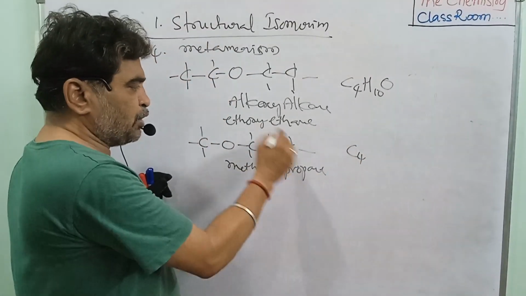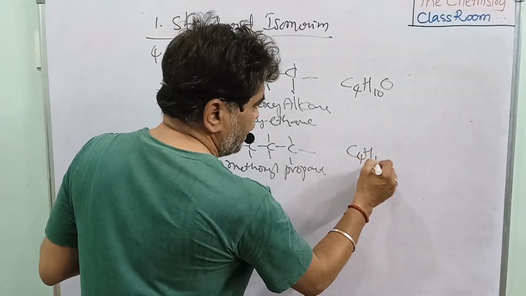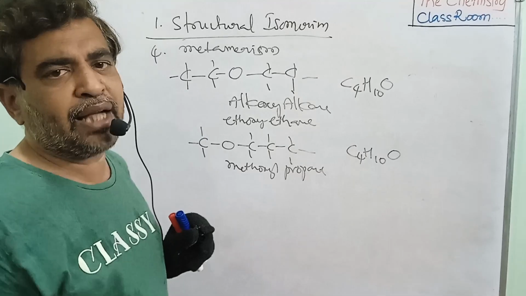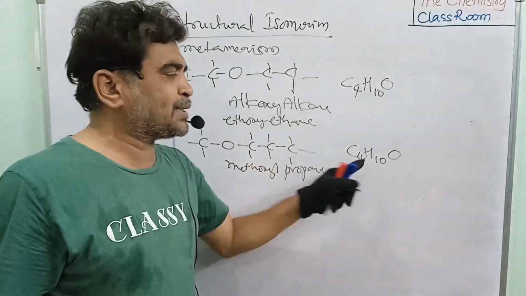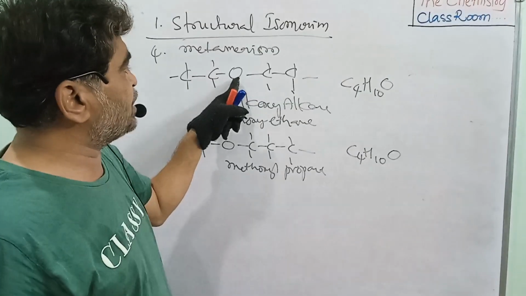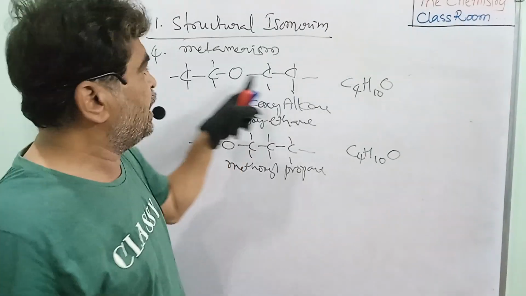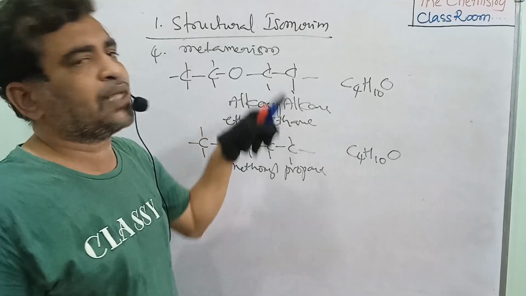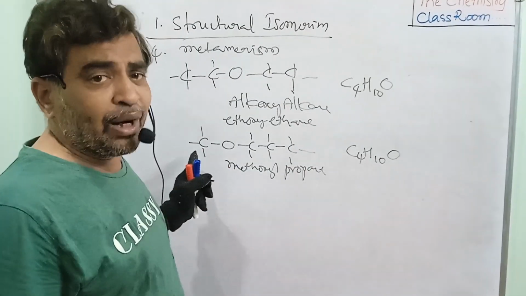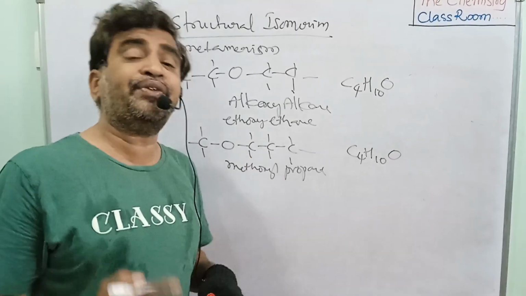In this compound, how many carbons do you have? 4 carbons. How many hydrogens do you have? The same, 10 hydrogens. How many oxygens? Only 1 oxygen. C4H10O. The two compounds have the same molecular formula. But what they differ in is the chain on both sides of the functional group. In the first compound, on both sides you have 2 carbons. In the second compound, on one side you have 1 carbon and on the other side you have 3 carbons.